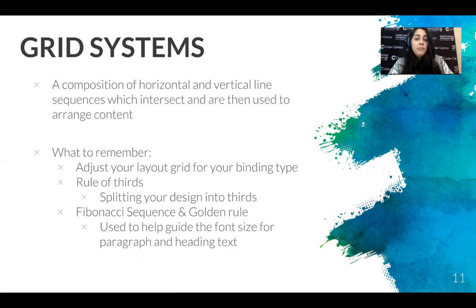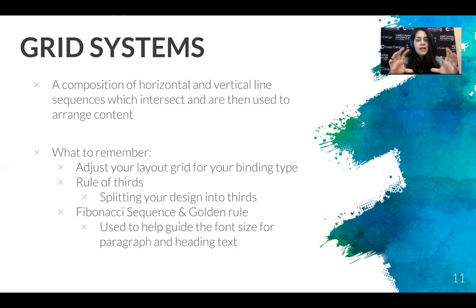What you want to remember when you are using a grid system is that you're going to adjust your layout grid for your binding type. There are other theories and philosophies that are used, such as the rule of thirds, splitting your design into thirds, which is more of a visually appealing approach. Also the Fibonacci sequence and golden rule to help guide the font size for your paragraph and heading text.